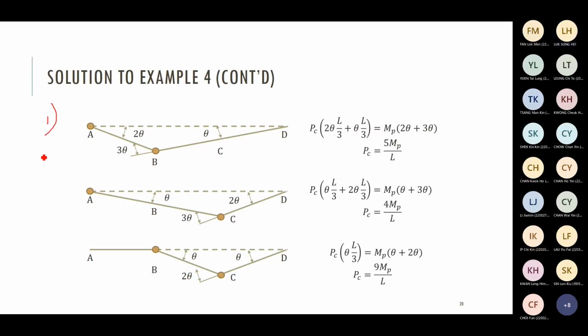Case 1. I show you the plastic hinge location. For case 1, we have plastic hinges at point A and point B. I assumed that the rotation at one end is theta. The other side, it is equal to 2 theta. Why we have this ratio?